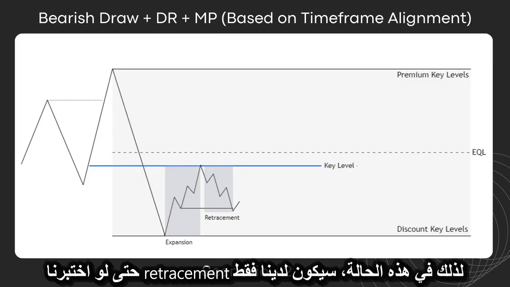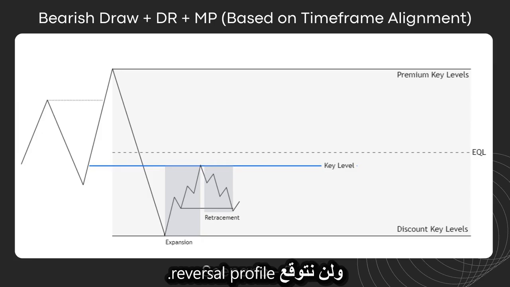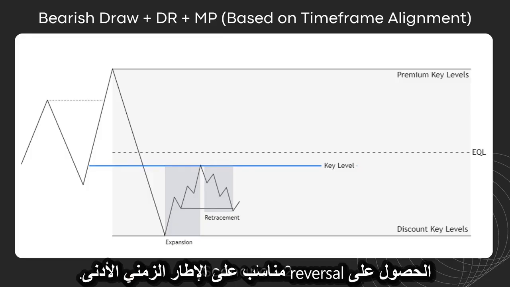So in this case we will only have a retracement even though it tested a key level on the higher time frame, right? And we will not expect a reversal profile because we still have yet to test a premium key level before having a proper reversal on the lower time frame.